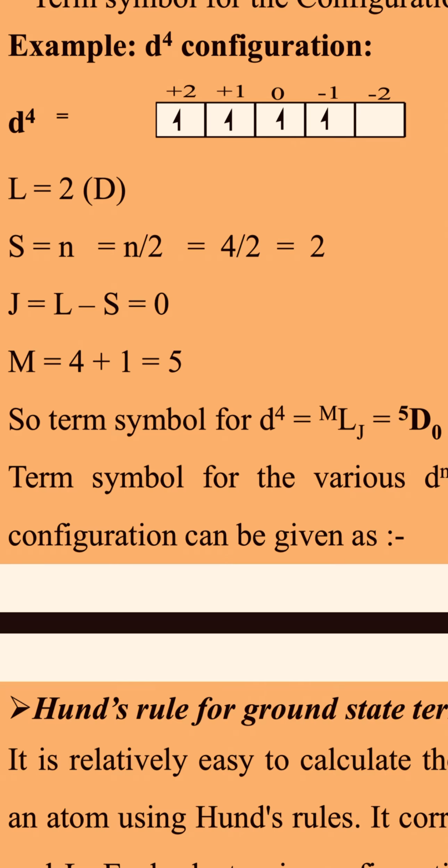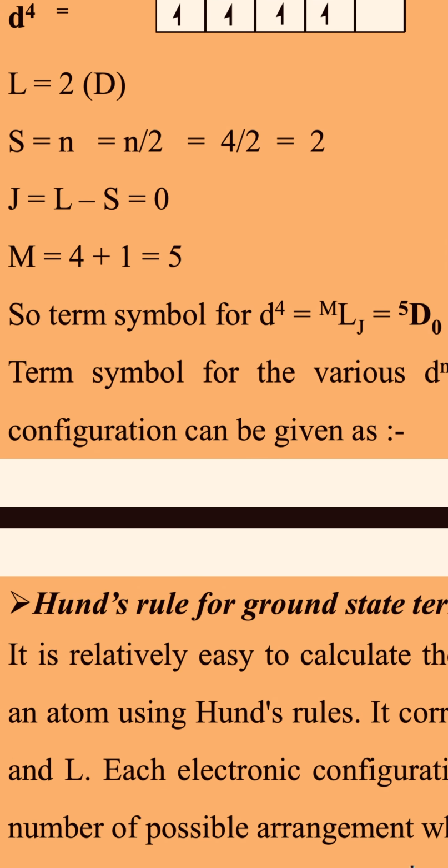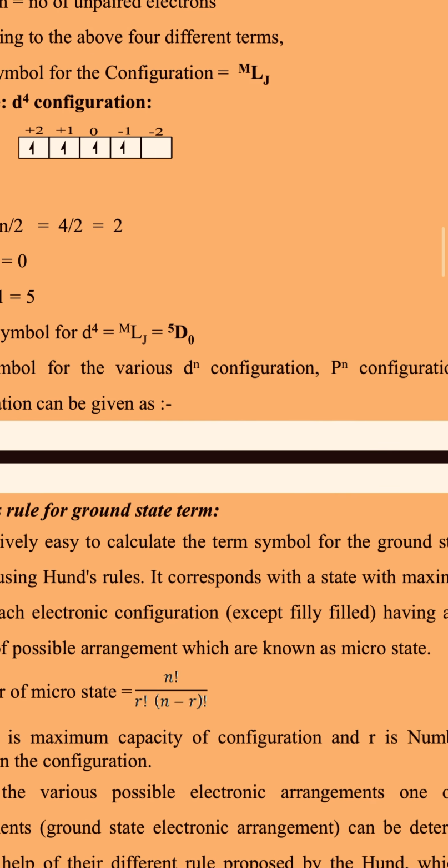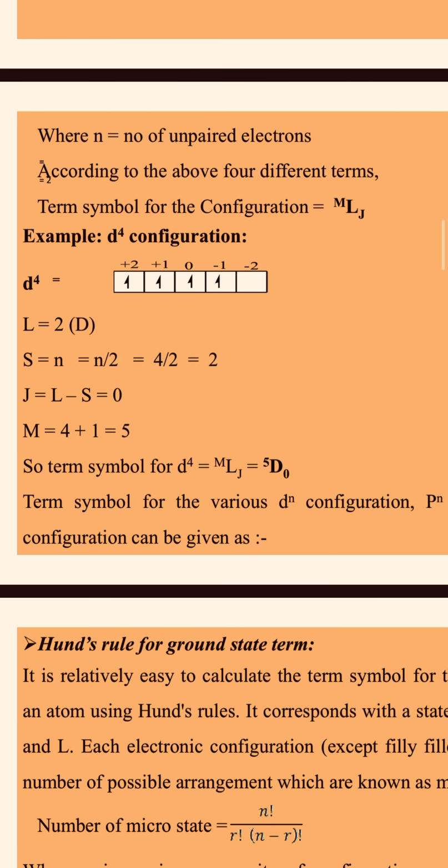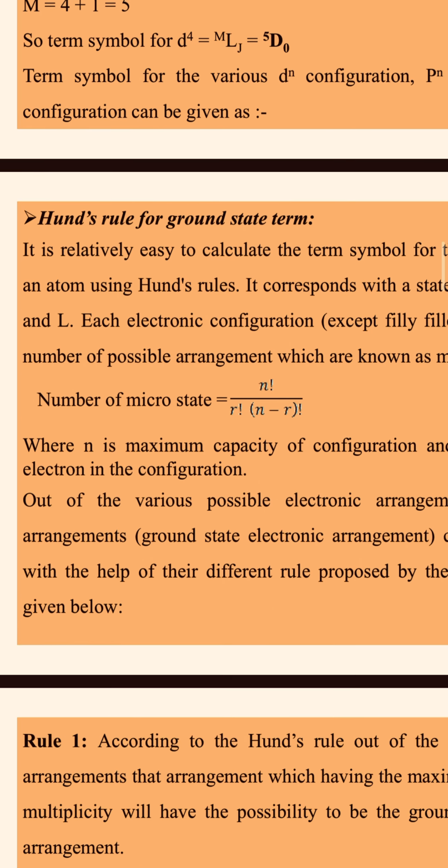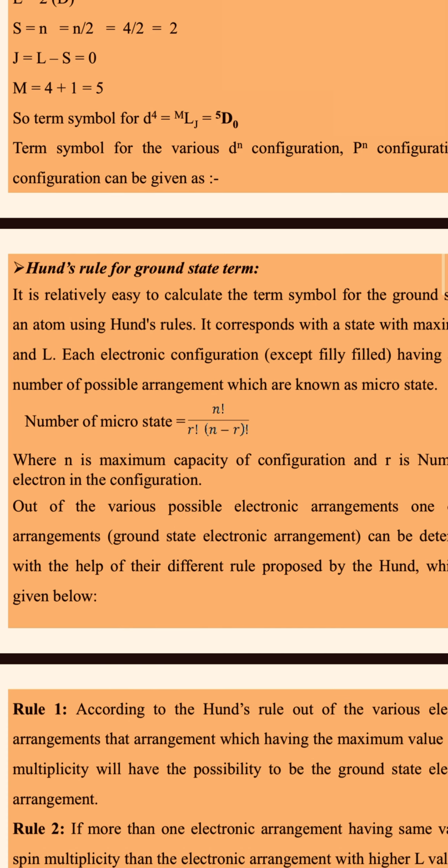Then J is L minus S, which is 0 here, since both are 2, 2 minus 2 is 0. M will be 4 plus 1, which is 5. That is what I had said, 2S plus 1, 2 into 2 plus 1, which is 5. So our resultant term symbol will be 5D0. That is for the d4 configuration. Practice yourself for every configuration from d1 to d9. Now you should find the number of microstates also.